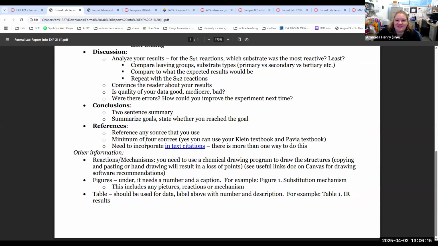When you reference these, I know when you're in other classes, a lot of times we use APA formatting. Maybe you have used MLA. Of course, we don't use either one of those in chemistry. We use our own. It's American Chemical Society.